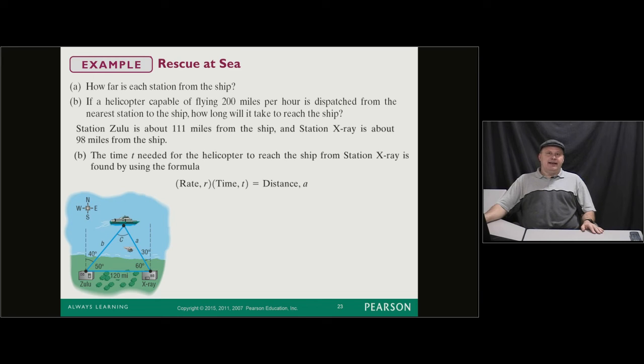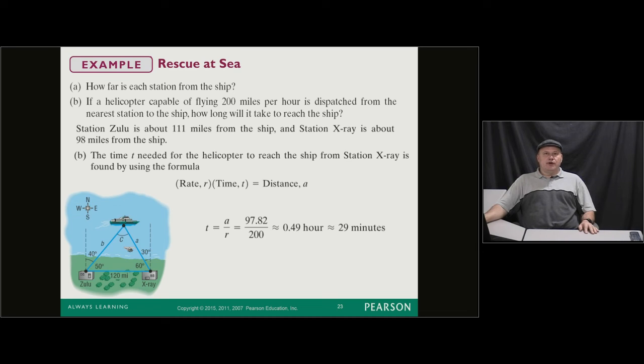Now, the time T needed for the helicopter to reach the ship from Station X-Ray is found using the formula rate times the time equals distance. That's distance equals rate times time. So they're 98 miles apart. Divide that by 200 because that's how fast the helicopter is flying. So 97.82 divided by the rate, which is 200, is 0.49 hours, or just under a half an hour. So if he leaves Station X-Ray to get to the ship, it takes like 29 minutes to get there.